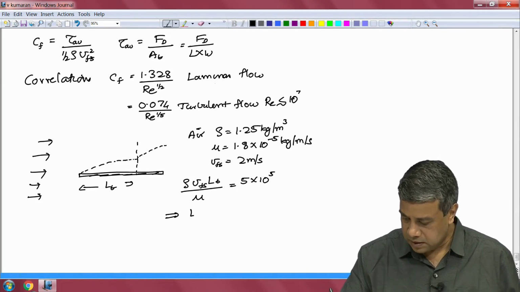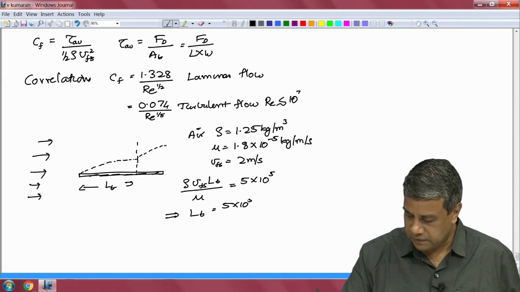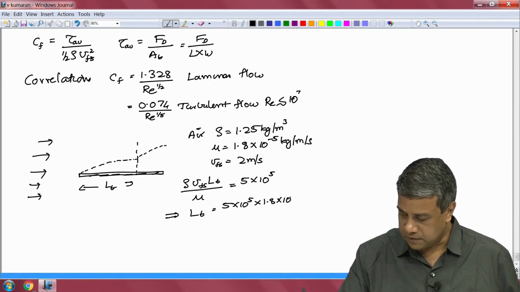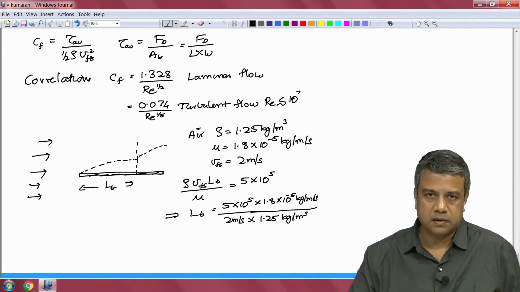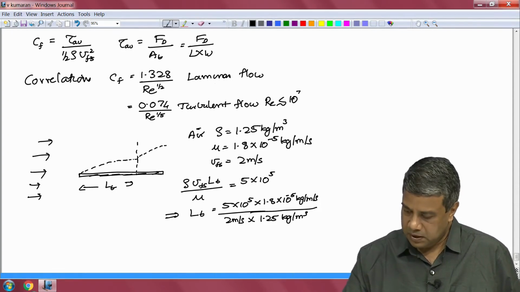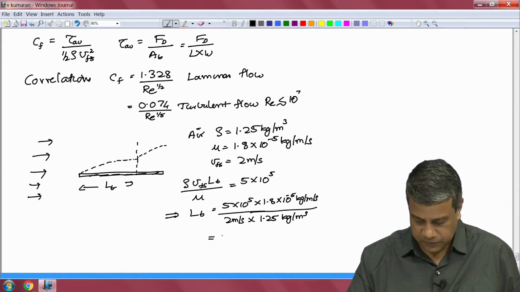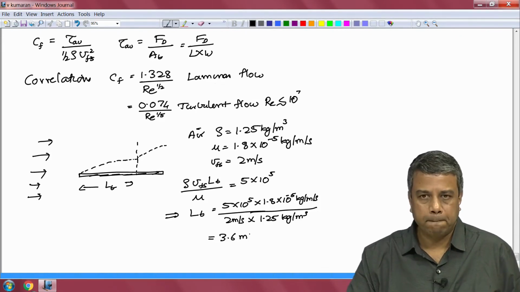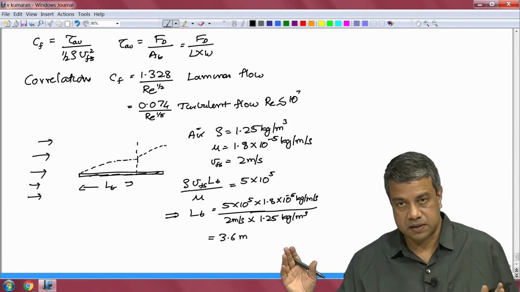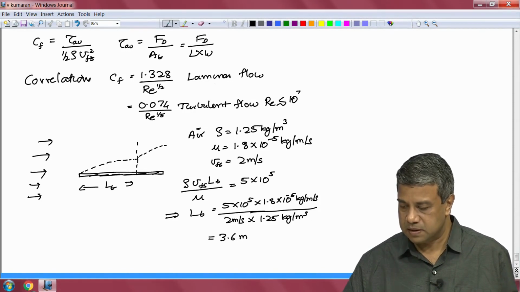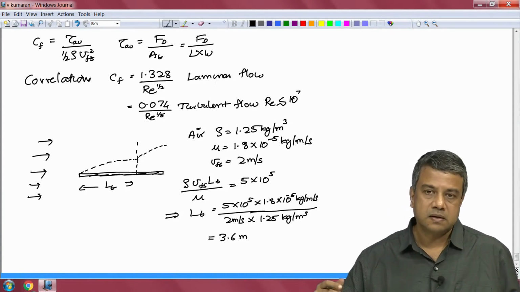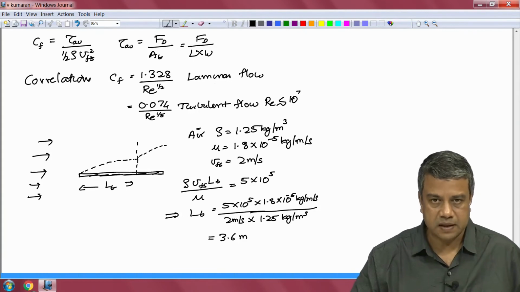Which will give us LT equal to 5 into 10 to the power 5 into 1.8 into 10 to the power minus 5 kg per meter per second, divided by 2 meters per second into 1.25 kg per meter cubed. Divide by the velocity and the density, and you can easily work this out. This comes to about 3.6 meters. So, for a gentle breeze of 2 meters per second, you need to go a distance of 3.6 meters downstream for the transition to turbulence to take place. And this downstream distance varies as the inverse of the velocity. So, if you double the velocity, the distance becomes 1/2, and so on.